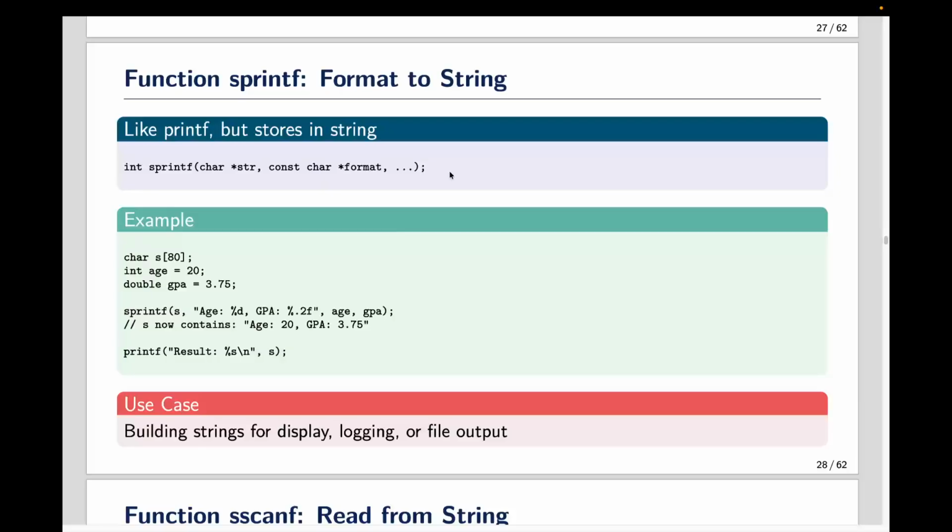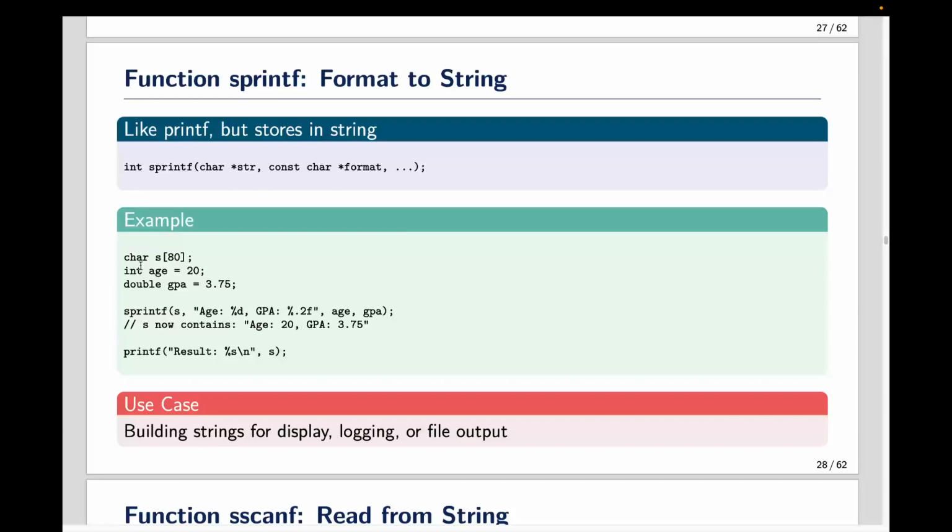For example, let's see this example. I have a character array, sname, of size 80. Then I have integer age equal to 20, and double GPA equal to 3.75. So I have two variables. Now I want to put something inside s, which is a character array that I'm going to treat as a string. So sprintf s is that array, and then inside it I have the strings, and here I'm using age percentage d.